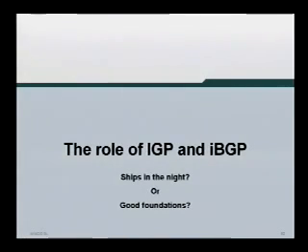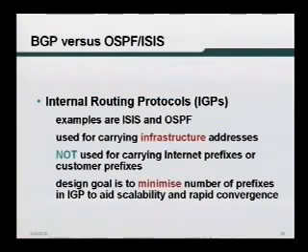So, the role of IGP and IBGP. Well, an IGP is an internal routing protocol. Two commonly used examples of those are ISIS and OSPF. They're used for carrying infrastructure addresses. Now, infrastructure means your network. It's your physical network, so your routers, how they connect to each other. That's an infrastructure address. The point-to-point links or the LANs or whatever that these routers sit on are the infrastructure.